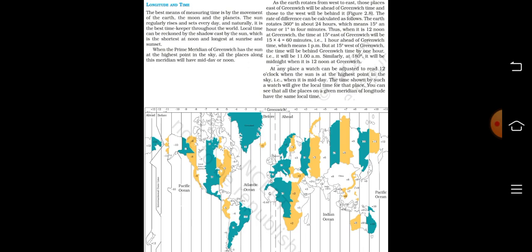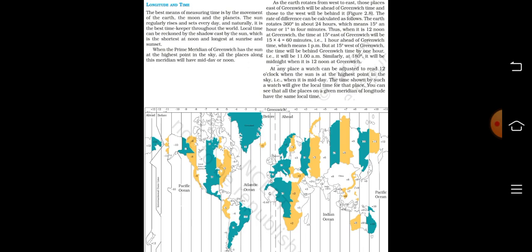That is 1 hour ahead of Greenwich time, which means 1 p.m. But at 15 degree west of Greenwich, the time will be behind Greenwich time by 1 hour. That is, it will be 11 a.m. Similarly, at 180 degree, it will be midnight when it is 12 noon at Greenwich.